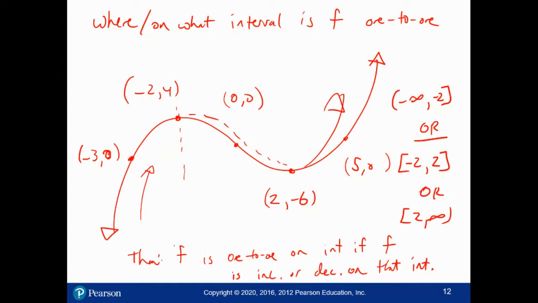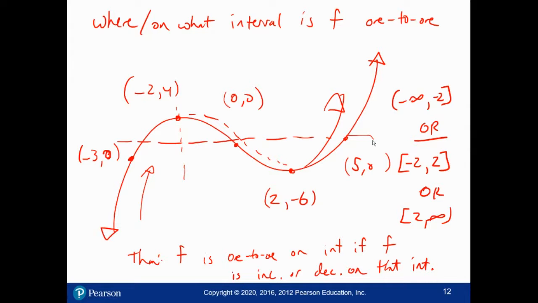Okay? I can't start gluing together intervals where the function is 1 to 1 and expect it to keep that property. Because if I tried to glue together all of these intervals, I would definitely start failing the horizontal line test. So it's perfectly fine for a function to be 1 to 1 on one interval, or on another interval, but not be 1 to 1 overall.